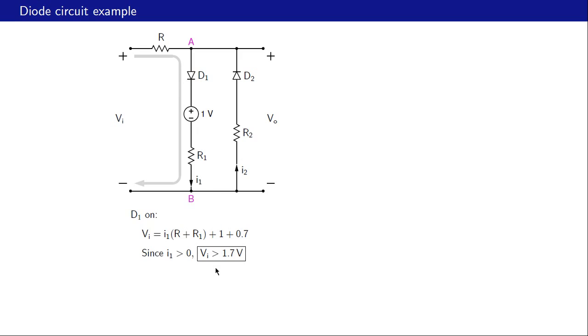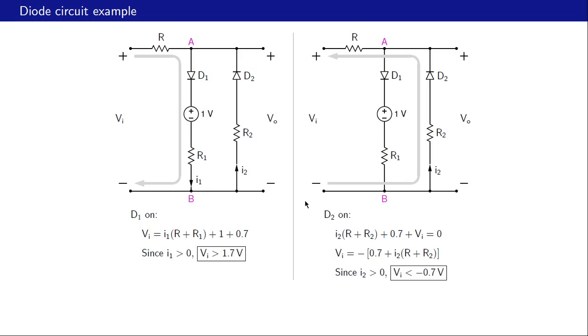Here is our second case, in which D2 is conducting but D1 is not conducting. And let us obtain VI in this case by writing the KVL for this loop.